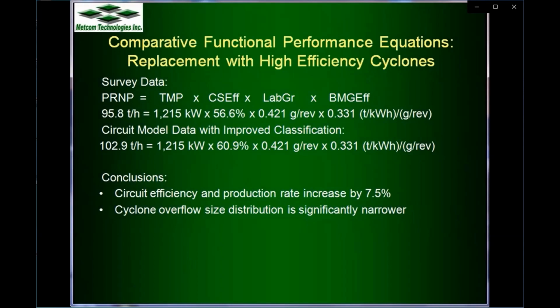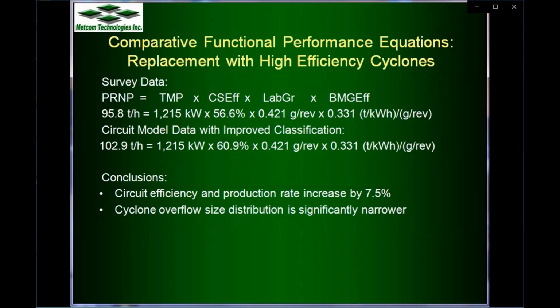Here is an example of the use of the functional performance equation to study the replacement of standard cyclones with modern high-efficiency cyclones in a sulfide flotation concentrator. The survey data in the first equation shows that the classification system efficiency was 56.6%. With new cyclones, circuit modeling showed that this could be increased to 60.9%, an overall increase in efficiency and circuit production rate capability of 7.5%.